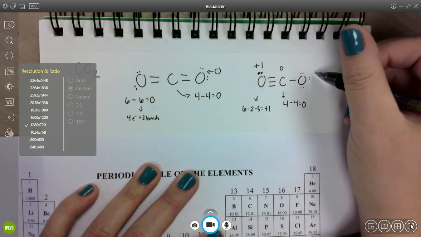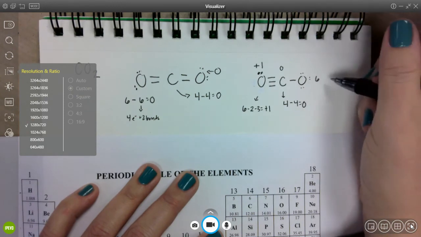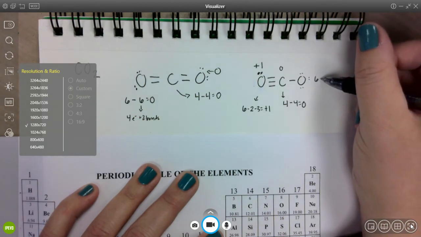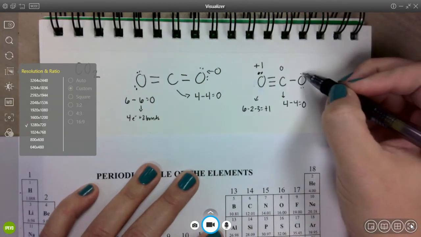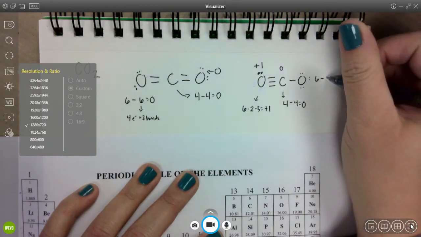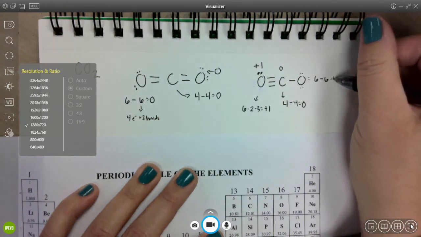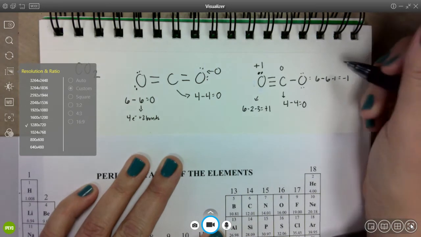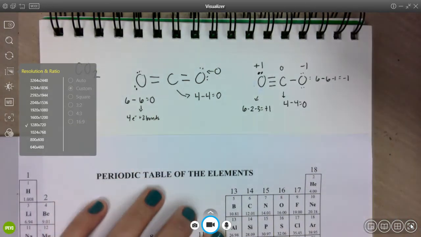And then my formal charge for this oxygen is going to be 6 electrons that I start with, minus 1, 2, 3, 4, 5, 6 dots, and 1 bond gives me a -1. So this has a -1 for a formal charge.